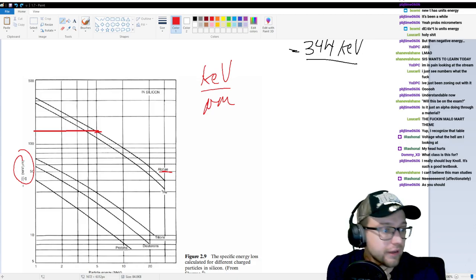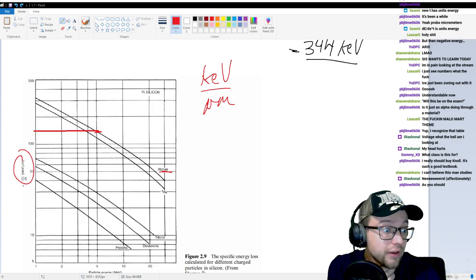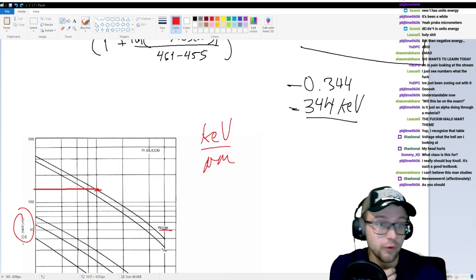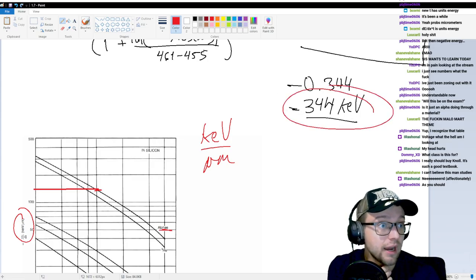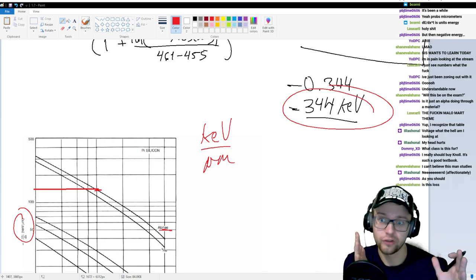This problem is asking to find the dead layer thickness in terms of units of alpha energy loss. So this is energy and this is loss. So I think this is right. That's what it should be. I just don't know if it should be negative necessarily, but if you think about it in the physical sense of things, the alphas are losing energy.